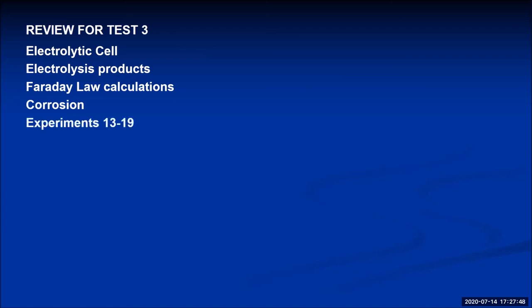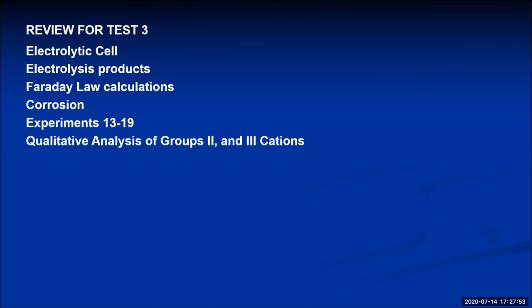The experiments you need to look over are experiments 13 to 19. I want you to specifically know things that happen in the qualitative analysis experiments for groups 2 and 3. Each of the ion colors we had as a post-lab question in those labs, I want you to know those. Know the complex ions that can be created. And then, of course, you've read through the two chapters for this particular unit.